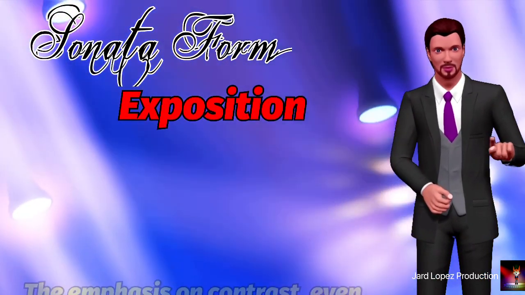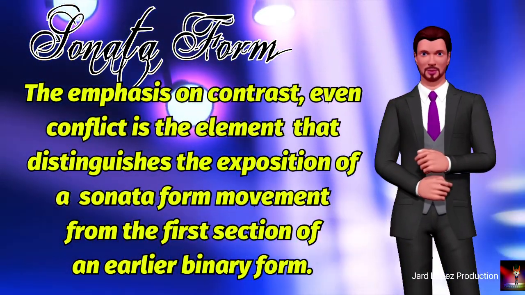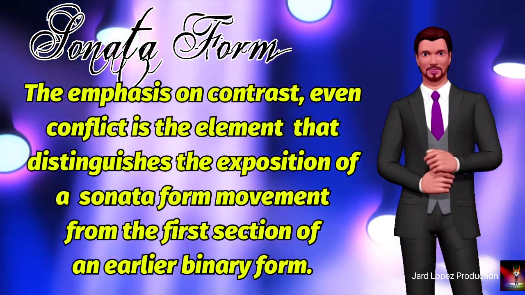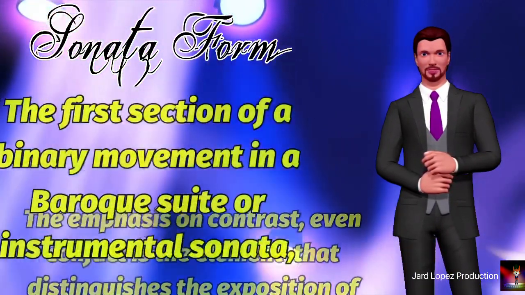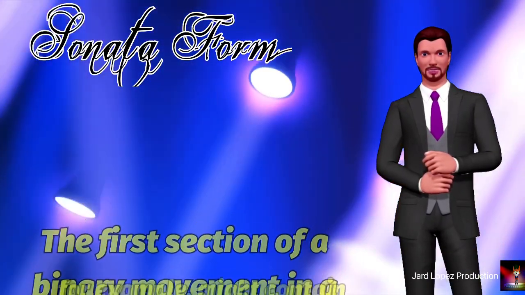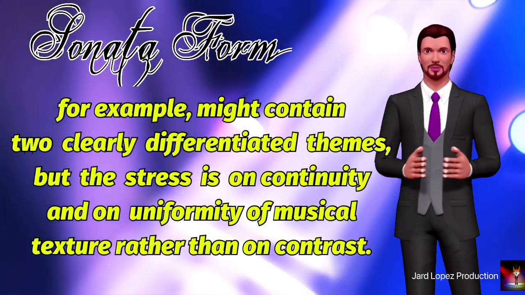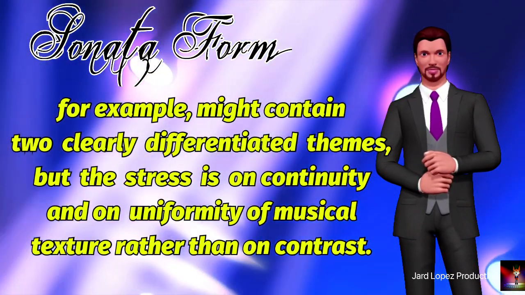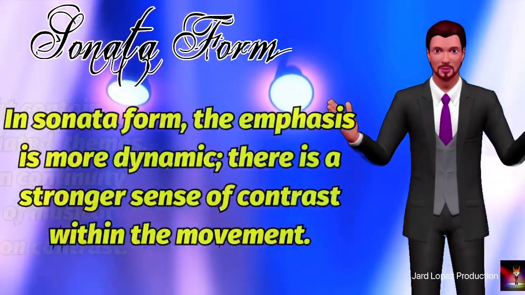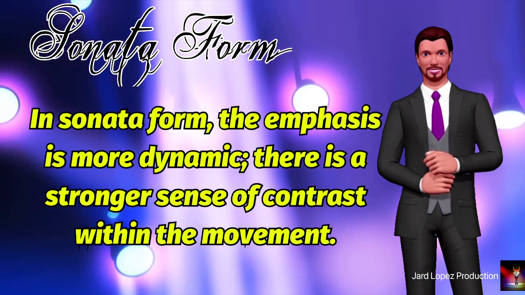Exposition. The emphasis on contrast, even conflict, is the element that distinguishes the exposition of a sonata form movement from the first section of an earlier binary form. The first section of a binary movement in a Baroque suite or instrumental sonata, for example, might contain two clearly differentiated themes, but the stress is on continuity and on uniformity of musical texture rather than on contrast. In sonata form, the emphasis is more dynamic. There is a stronger sense of contrast within the movement.